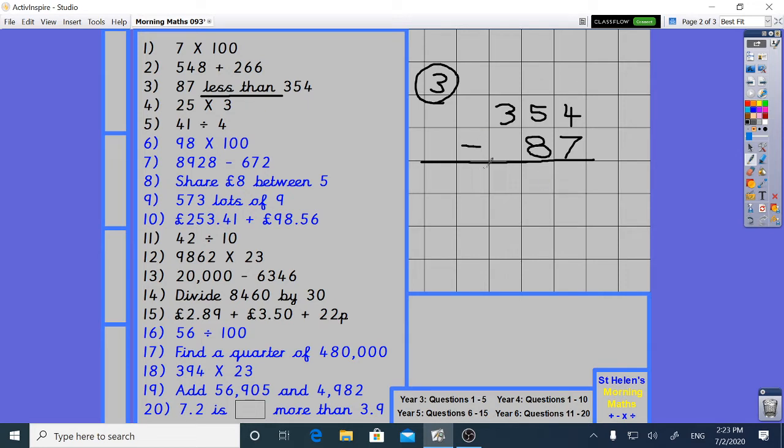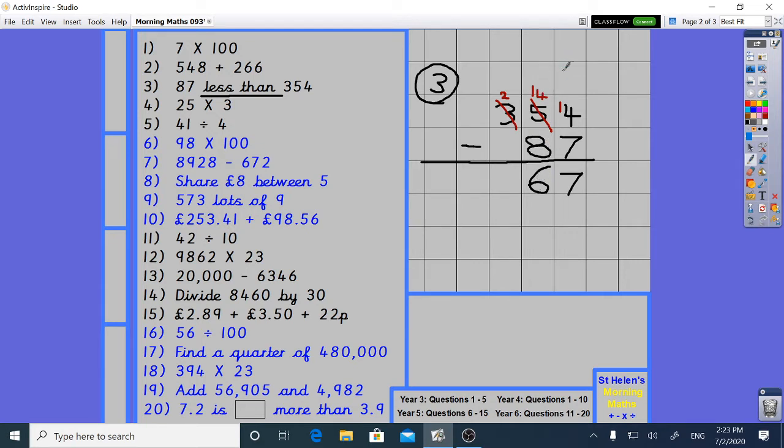Less than means minus. 4 take away 7 we can't do. Let me do this. 14 take away 7 is 7. 4 take away 8, we can't do that either. 300 goes down to 200. 100 comes over here to make 14 tens. 14 take away 8 is 6. Really, it's 140 take away 80, which is 60.